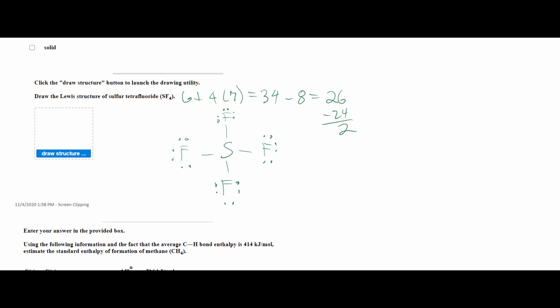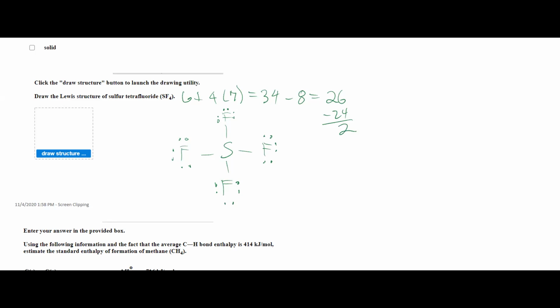So there's kind of 2 approaches that you can do at this point. One is you can look and see who can have an expanded octet. Between sulfur and fluorine, only one of those can have an expanded octet, and that's going to be our sulfur. Our fluorine isn't in period 3 or below.